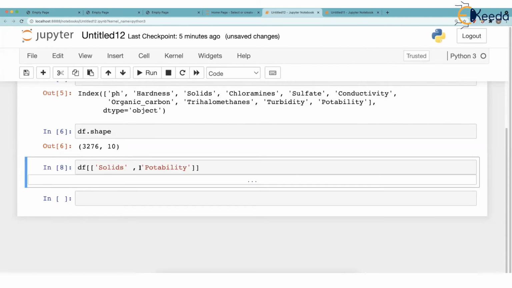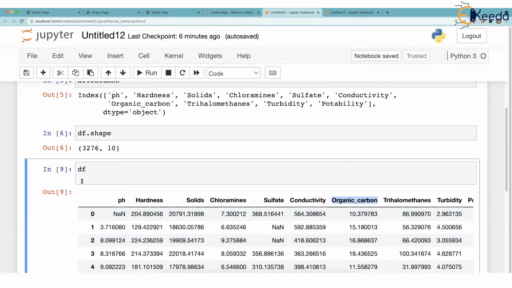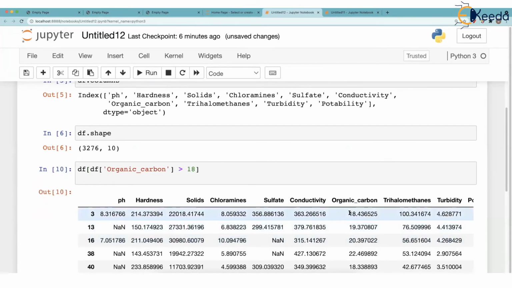What if I want to see only those rows where the organic carbon column has a value greater than 18? So what should I do is df, I want to select something, so square bracket, and then I will have to qualify that organic carbon by giving df square bracket in quotation organic underscore carbon, is greater than 18. So only those rows will be shown where this condition is met. You can see all these rows have organic carbon greater than 18.